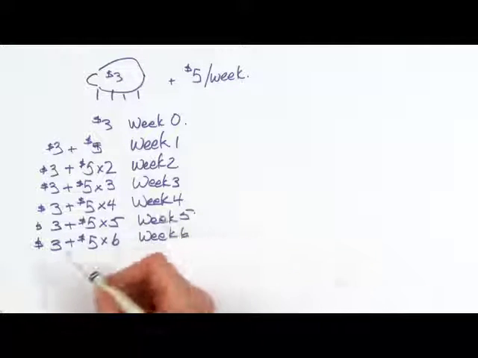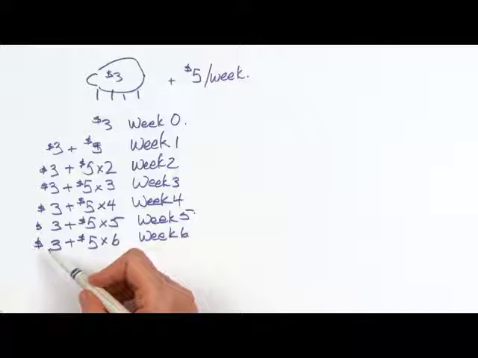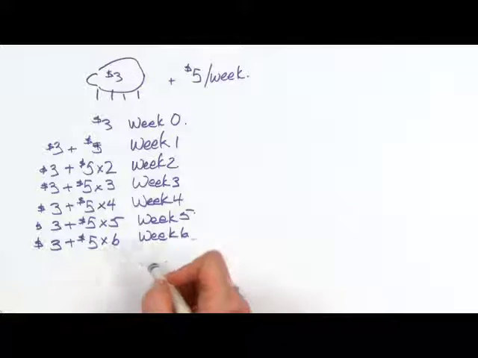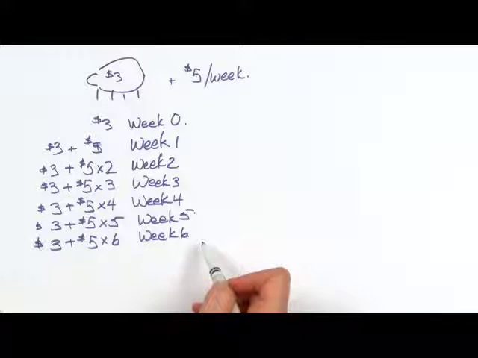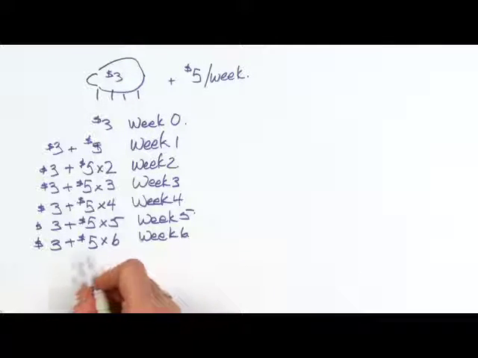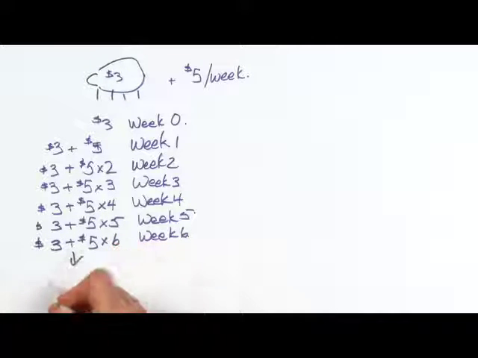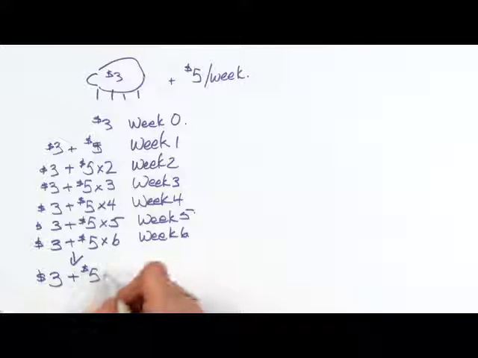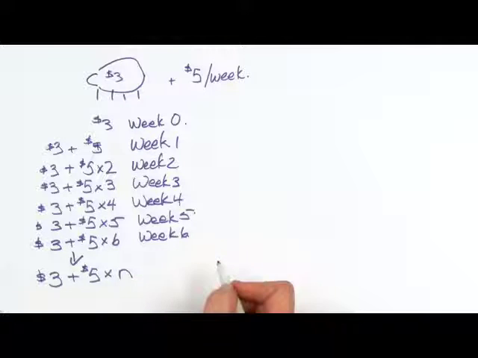So my pattern is that I need to include my original $3 and then I'm going to do $5 times whatever number the week is. I can represent this pattern by having n represent the number of weeks. So I could say $3 needs to go in because that's my original amount. $5 will go in times n number of weeks.